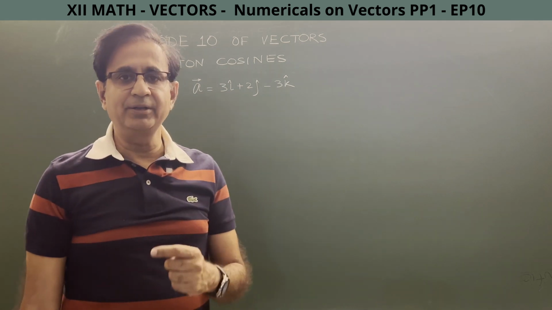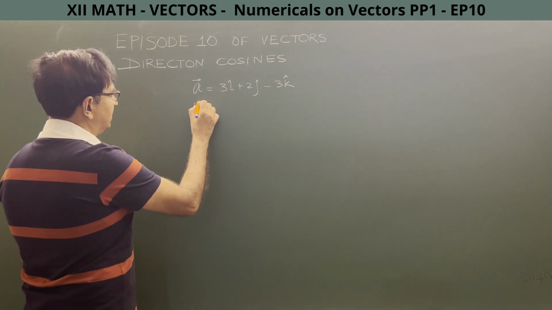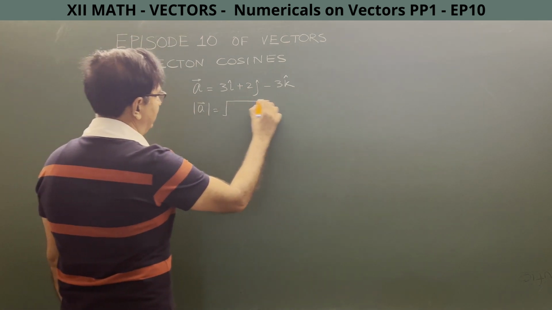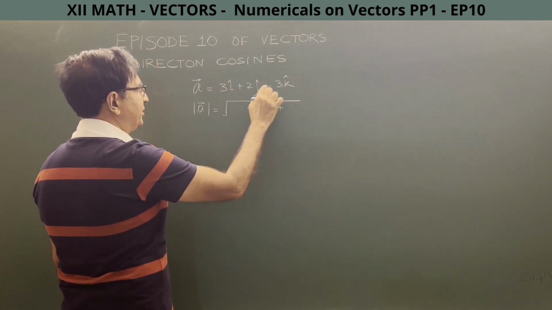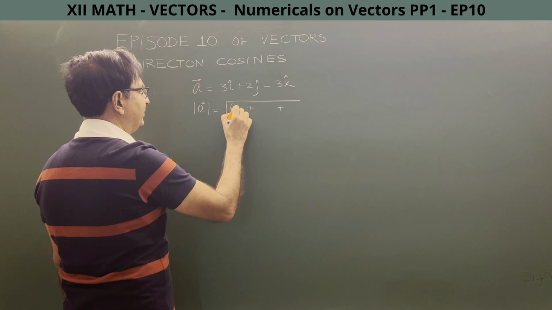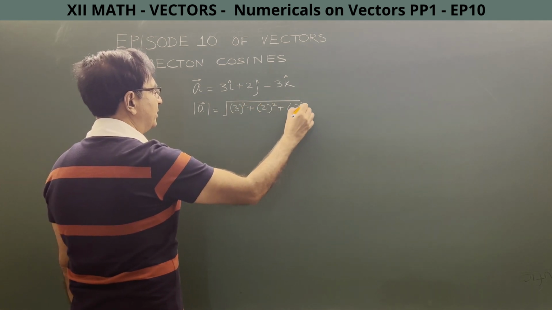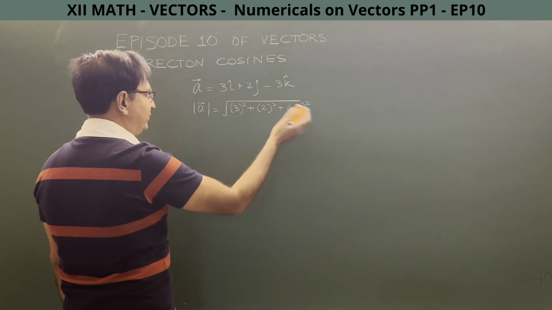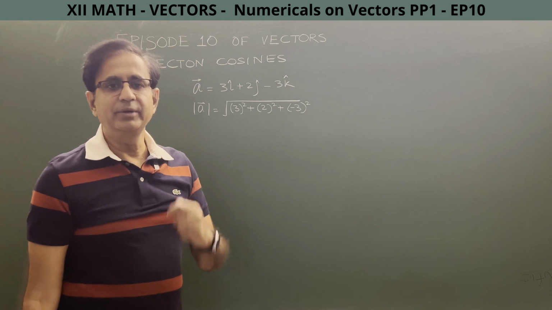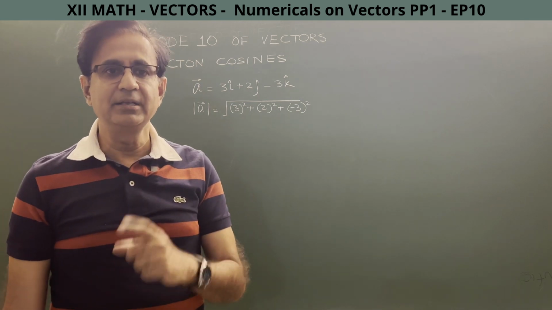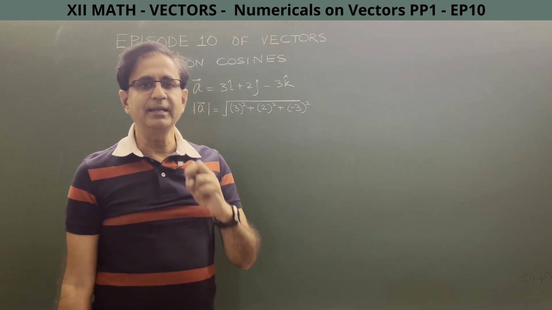Every vector has a magnitude as well as a direction. Magnitude we have been finding for many lectures. The magnitude is the square root of the sum of the squares of the coefficients of i, j and k. So 3 square, 2 square and minus 3 square, and that you calculate. We have already done this. Today's topic is not to find the magnitude of the vector, but to find the direction of the vector. So we have to define 3 terms: direction angles, direction cosines and direction ratios.